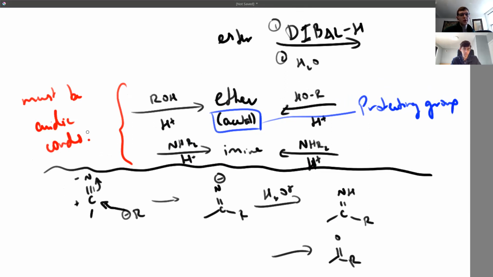You cannot do them under basic conditions. At this point, there's like a lot of things that you could do under both acidic and basic conditions, but these, you should remember that they have to be acidic.